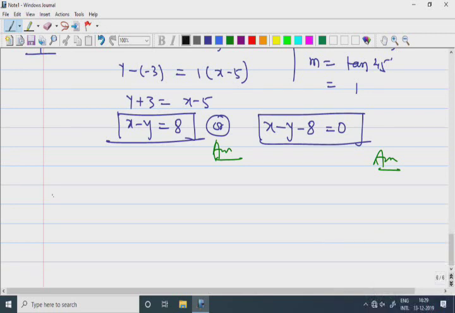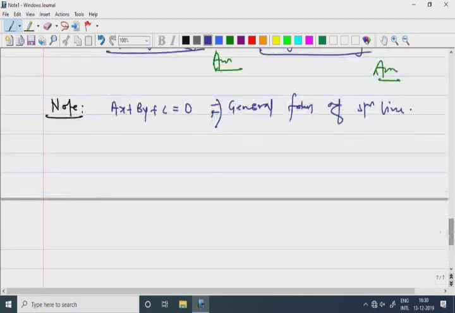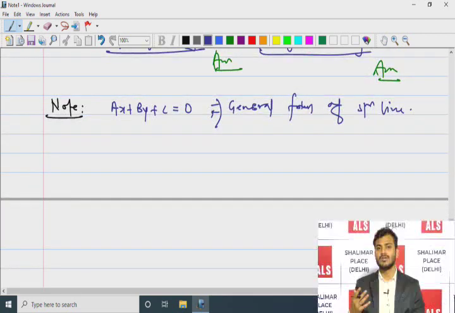Remember, there is an important note. ax plus by plus c equals 0, right? That's the general form of straight line. So whenever a general form is given to us, means ax plus by plus c equals 0, some line is given to us. Let me write it first, then I'll explain.